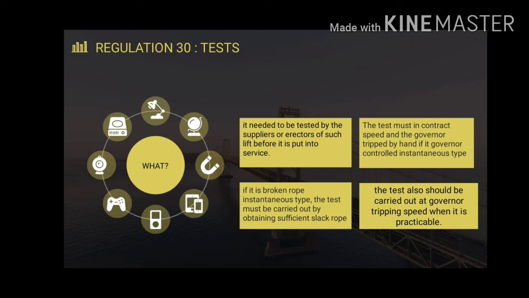Next is Regulation 30, test. The lift needs to be tested by the suppliers or erectors before it is put into service. The test must be at contract speed, and the governor tripped by hand if the governor control is of the instantaneous type. Next, if it is the broken rope instantaneous type, the test must be carried out by obtaining sufficient slack rope. And last, the test should also be carried out at governor tripping speed when it is practicable.